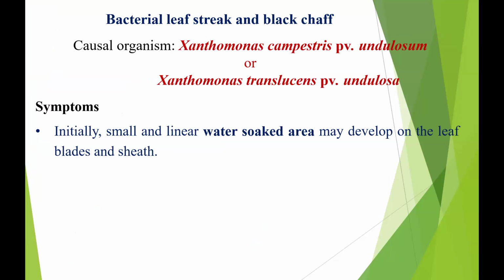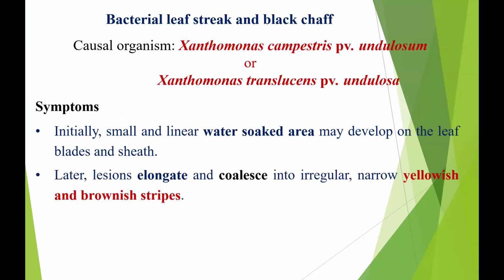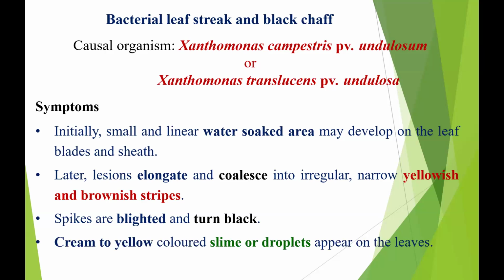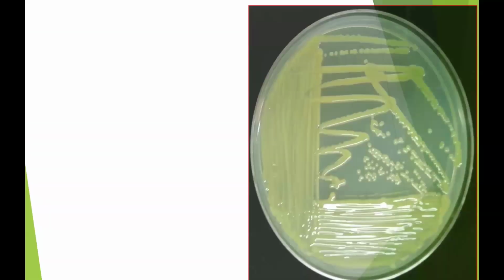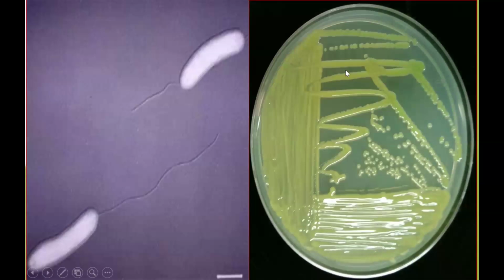pathovar undulosa, or Xanthomonas translucens pathovar undulosa. Initially, small linear water soaked areas develop and bacterial ooze can be seen. Later, lesions elongate and merge to form narrow yellowish or brownish stripes. Spikes are blighted and turn black. Cream to yellow colored slime or droplet-like ooze is seen. These are the symptoms of bacterial leaf streak, and these are the ooze. This is how we can see it when it is cultured in the lab, and this is under the microscope.